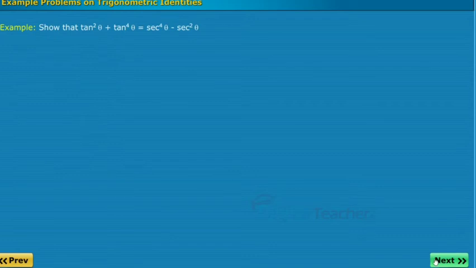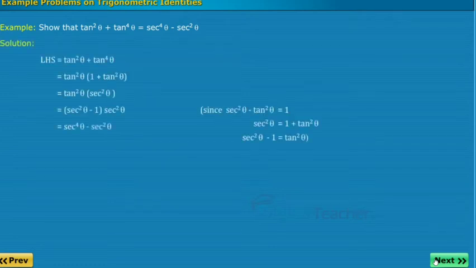Given example is to show tan square theta plus tan power 4 theta equal to secant power 4 theta minus secant square theta. By solving step by step, we get as follows. Finally, we obtain LHS is equal to RHS.